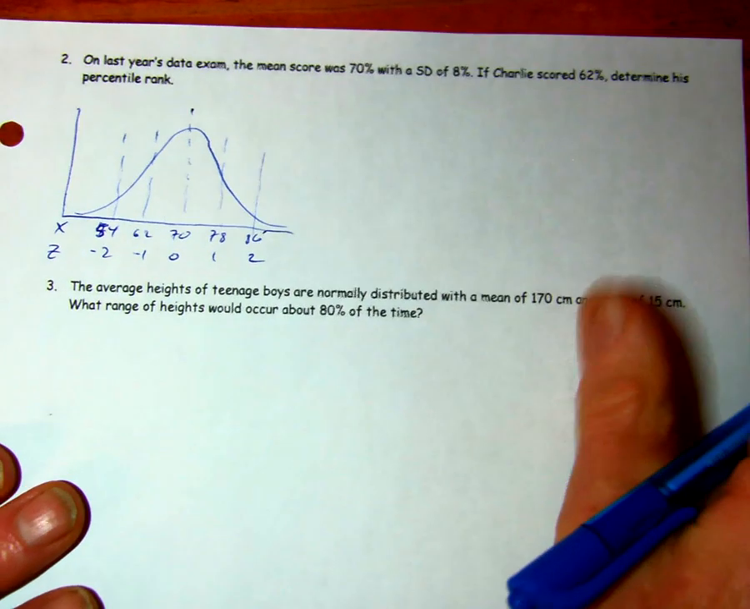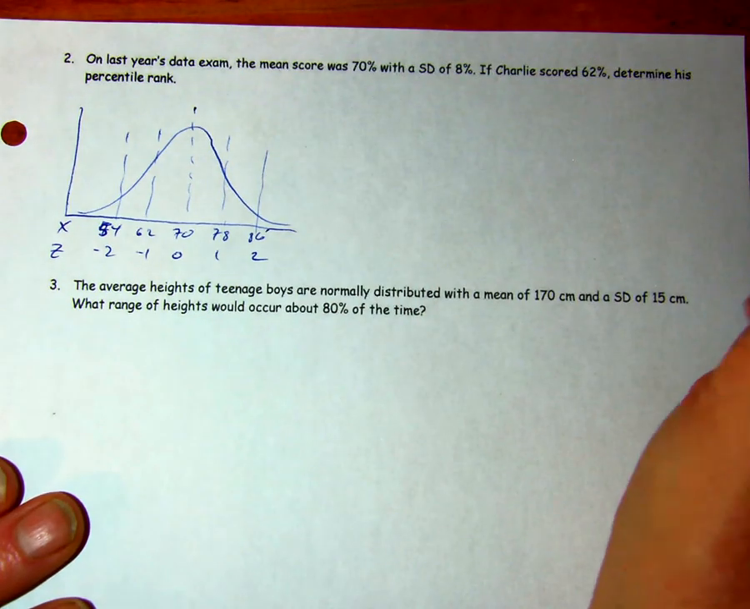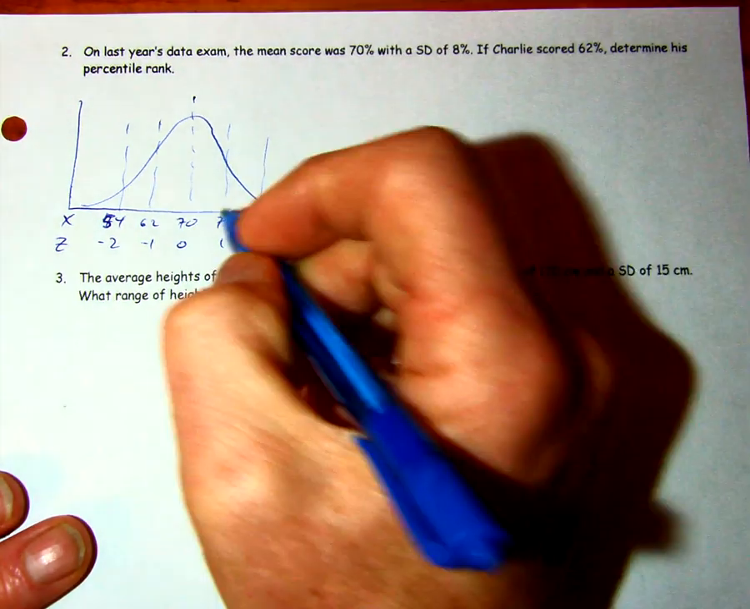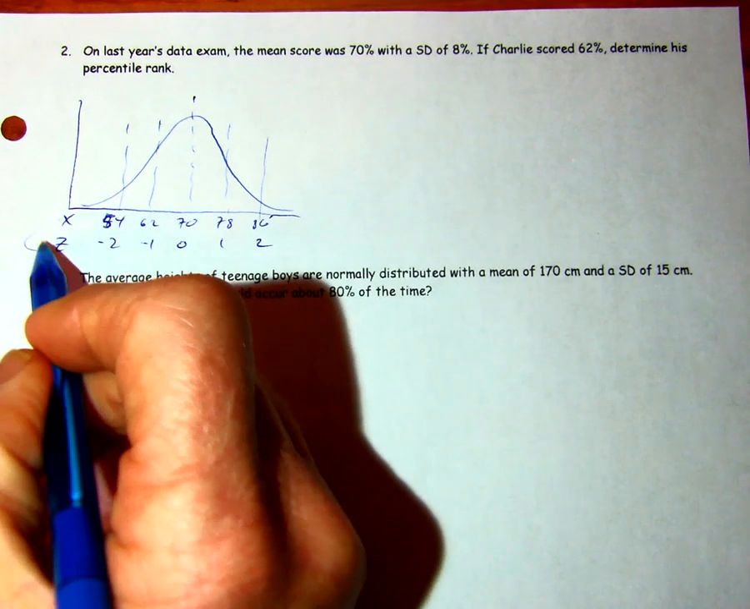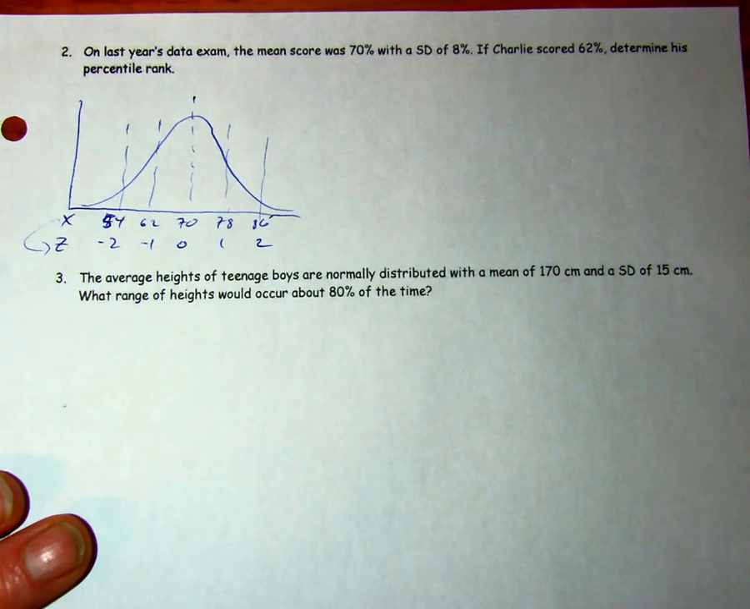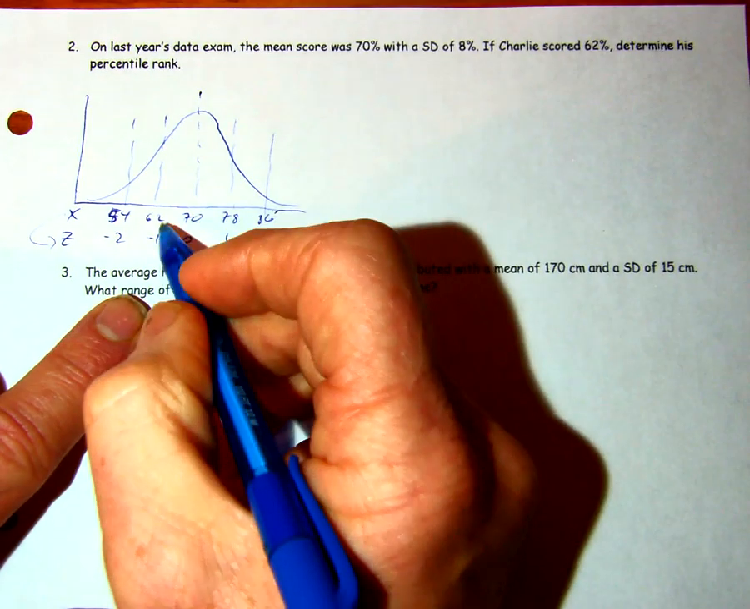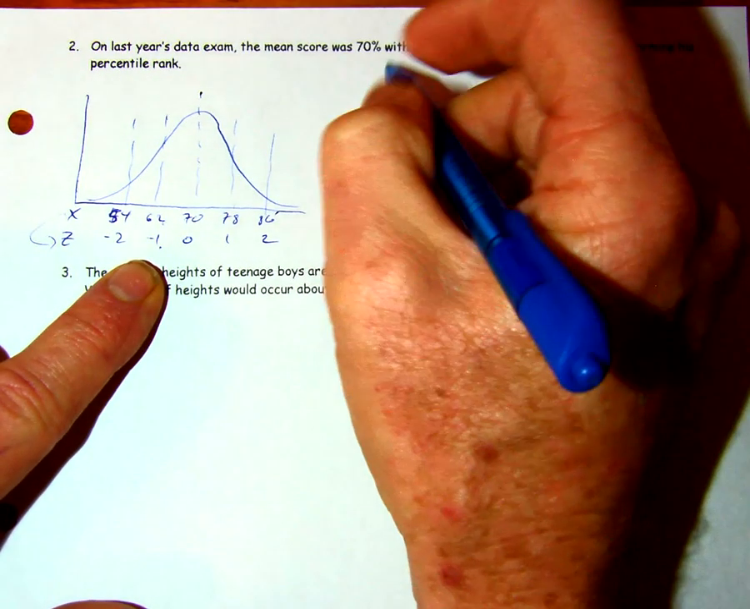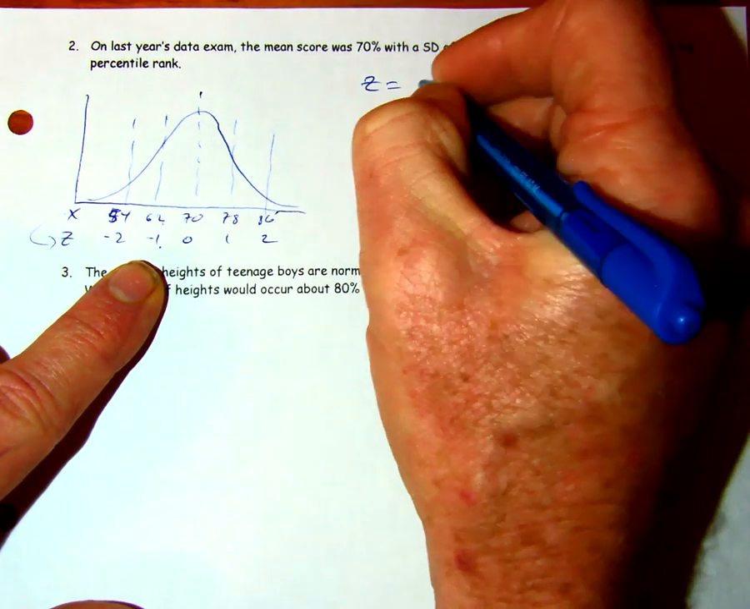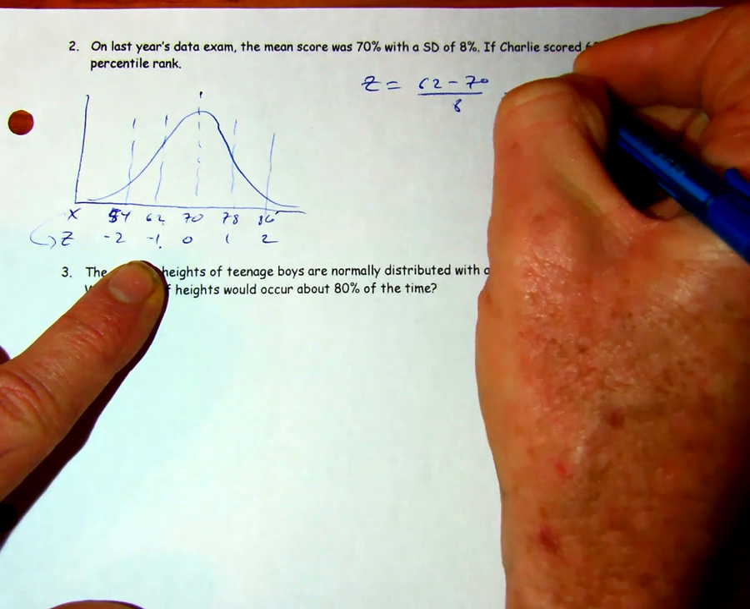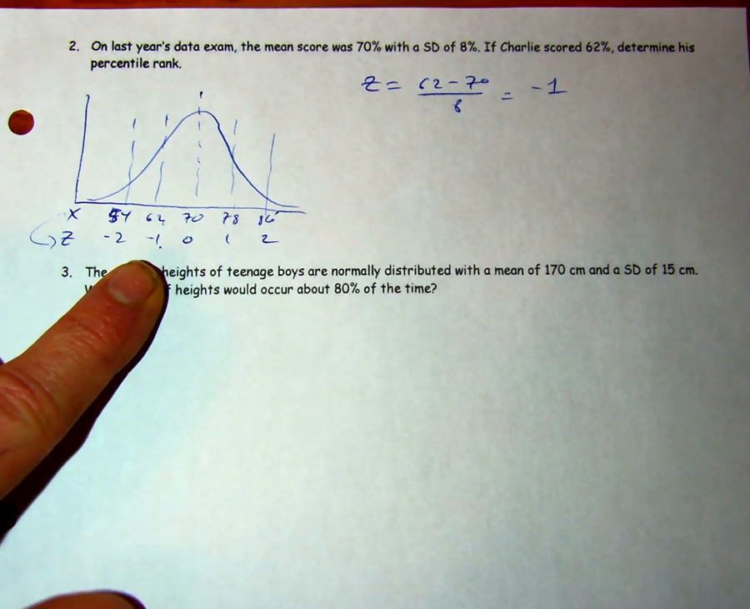Somebody help me out here. What's the first thing we do? Step 1 is we don't use the x values, we use the z values. So we have a score of 62. The z score is pretty easy, right? We can see it right here. The z score is minus 1, right? But let's just show it. The z score is 62 minus 70 over 8. So mathematically we get minus 1.